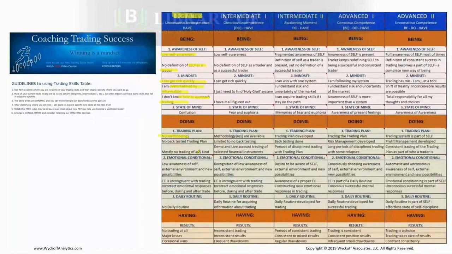Obviously, no methodology, so it's still in the process of searching for the methodology. Obviously, no backtested trading plan. And even sometimes, in a lot of cases, no trading that is being done. And on the emotional condition, it's all about incongruences with trading, with low self-awareness, incorrect emotional responses during trading. There is no daily routine, and as a result, either no trading, major losses, or occasional wins. And I think that all of us have been there, right?